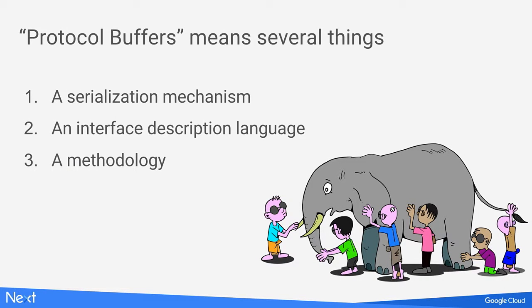I like to think of them as, so there are 3 things. One, they're a serialization mechanism. 2, they are a kind of interface description language. And 3, they're sort of a methodology. And that methodology is going to sound kind of familiar because we were just talking about that when I was explaining Open API specs at Apigee and how we use them.